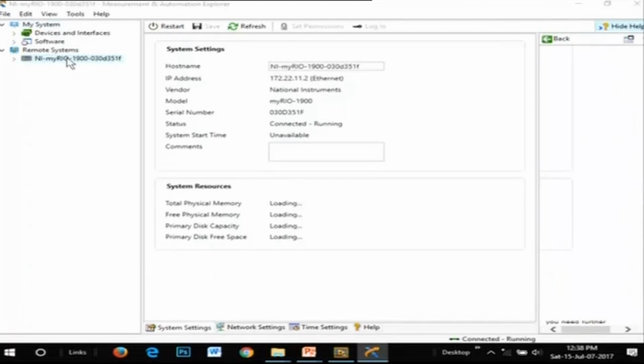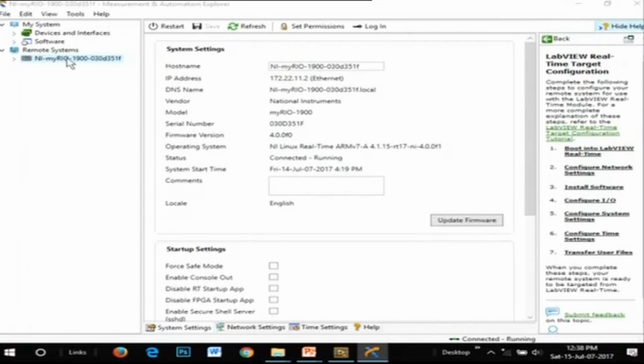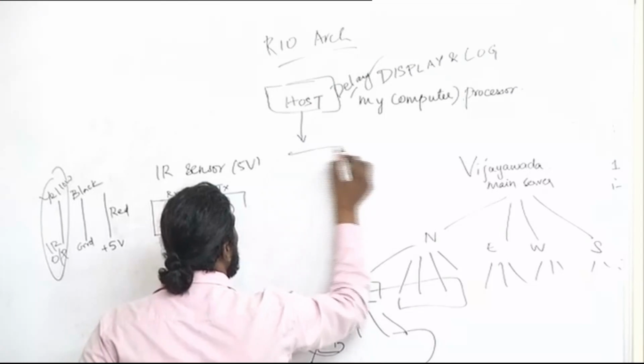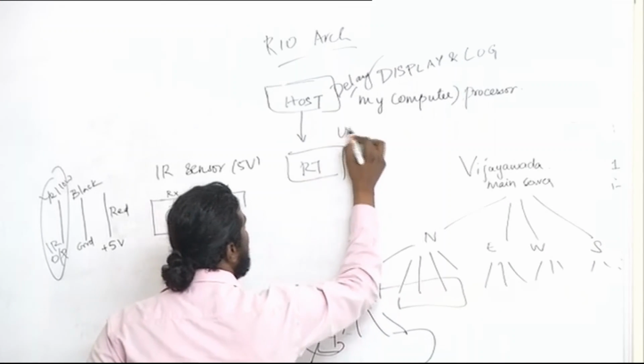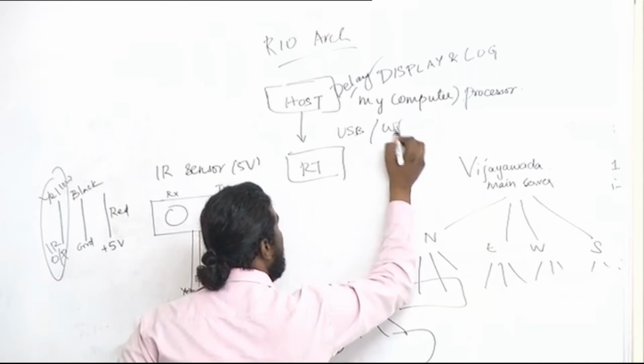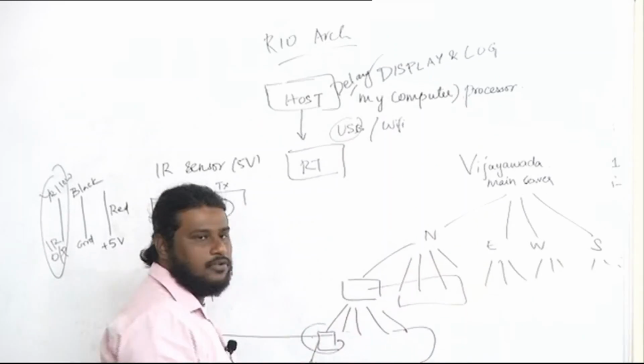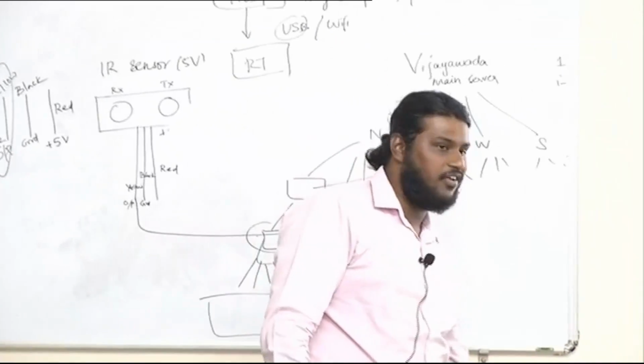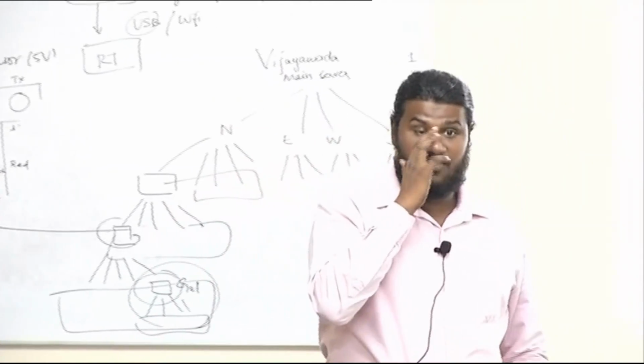When I click on this, just watch it. You can do it later. Don't do it parallelly, because this is one procedure you have to follow for the Wi-Fi connection. From the host, we connect to your RIO or RT system through either USB or Wi-Fi. USB is pretty simple, I showed you how to do it. Now I'm trying to show you how to connect it through Wi-Fi. Only then will it be a proper IoT system.